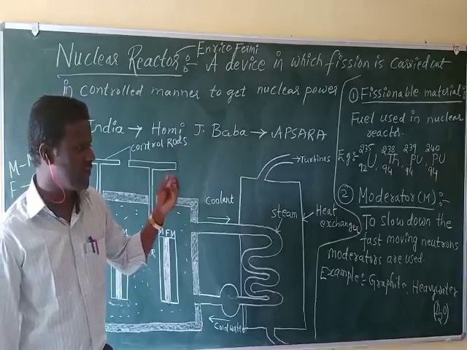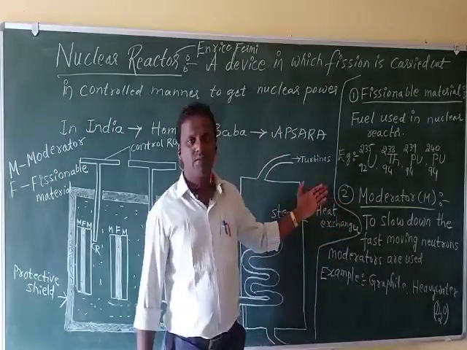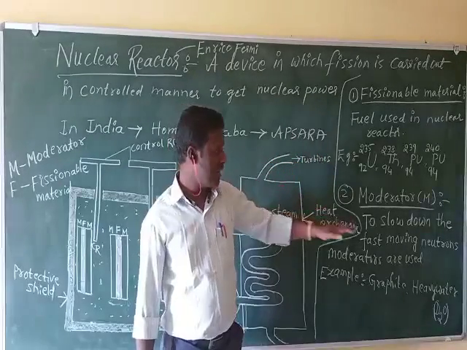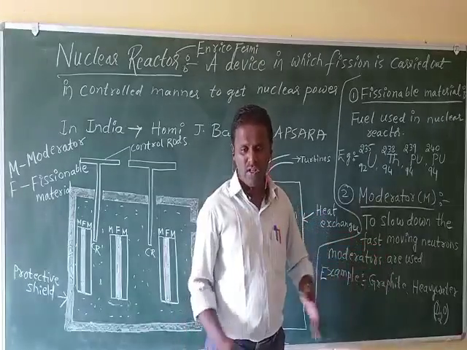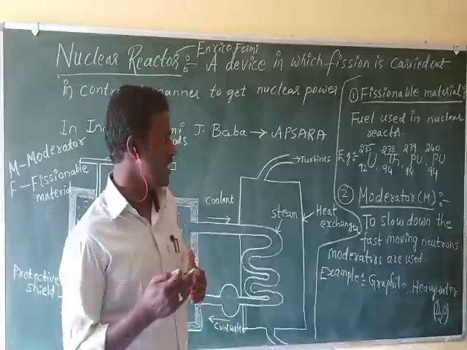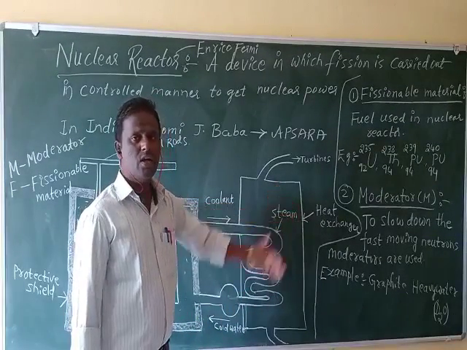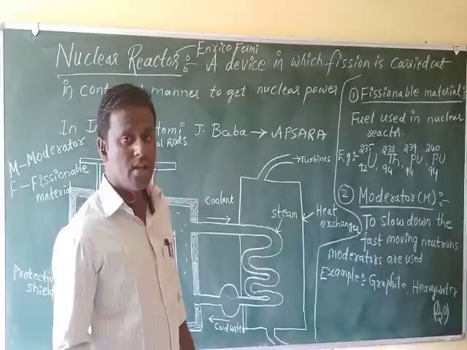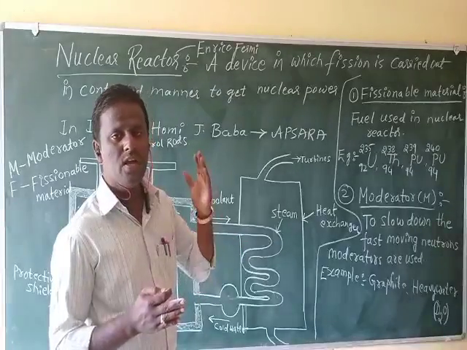It's very important. Listen carefully. What is a moderator and what is its function? Moderators are substances that decrease the speed of fast moving neutrons. They slow down the neutrons and help decrease their kinetic energy, so that the neutrons can initiate the fission process. If moderators are not present, then neutrons are of high speed and they cannot result in nuclear fission.